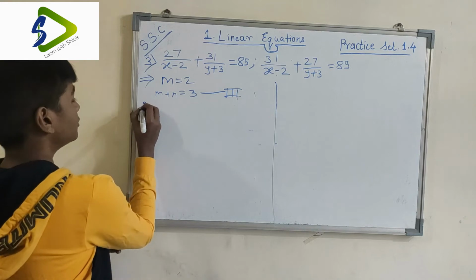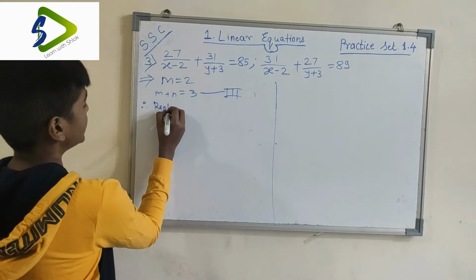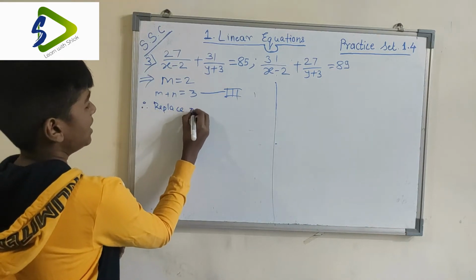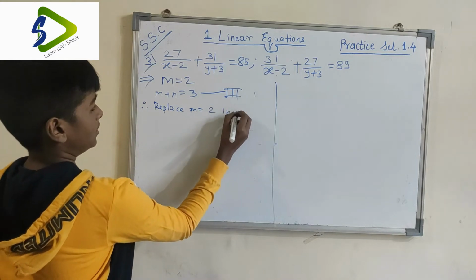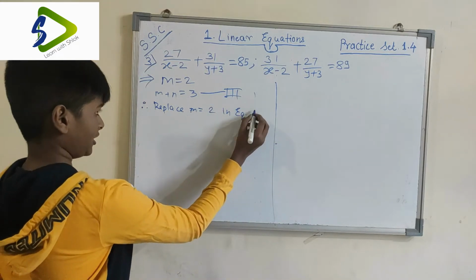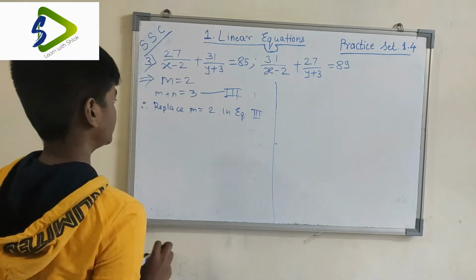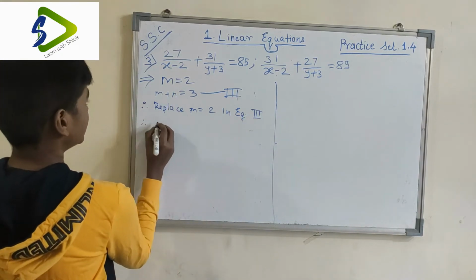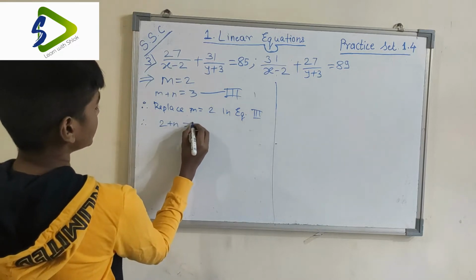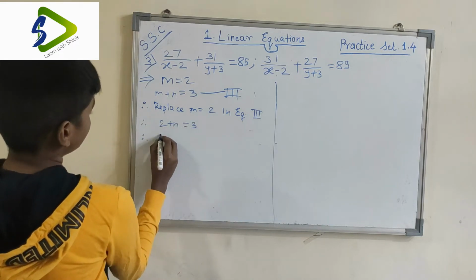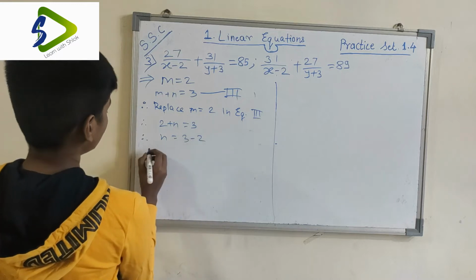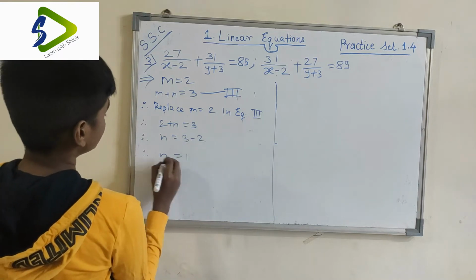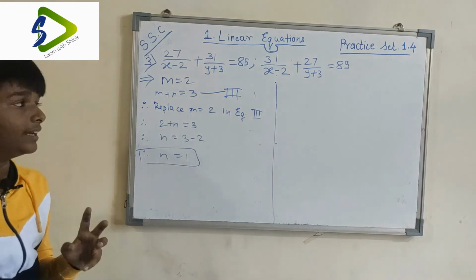So what we can do is replace the value. Let's replace m is equal to 2 in equation 3, you can take whichever you want. In equation 3, instead of writing m we will write 2, so 2 plus n is equal to 3, and that means n is equal to 3 minus 2, and therefore n is equal to 1. That is the value of n.